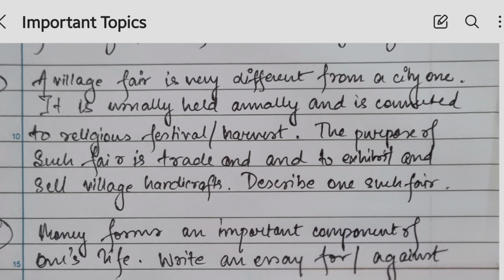So a village fair is very different from a city one. And so again, you have to paint that visual picture in the mind of the reader. You have to describe in detail. Your introductory passage would be just like that.